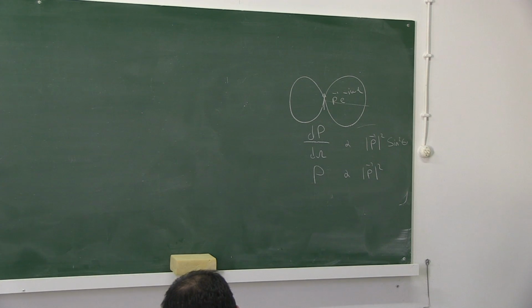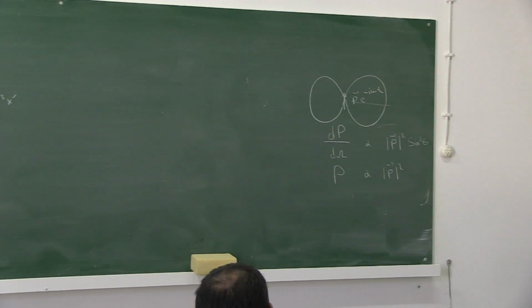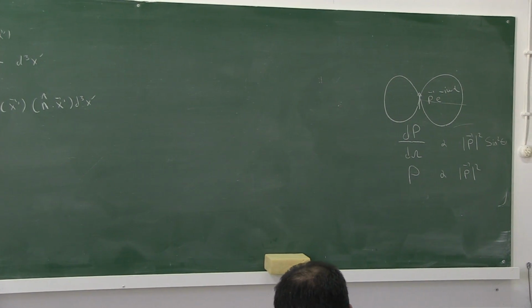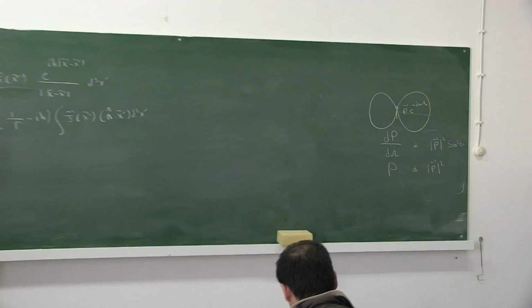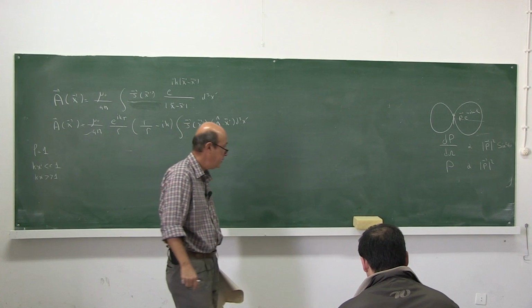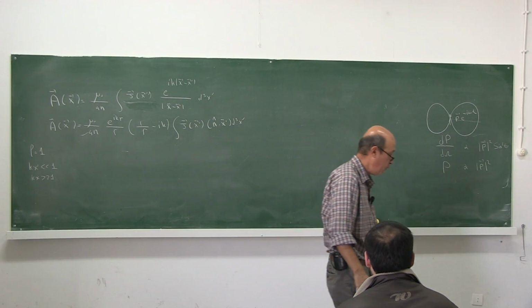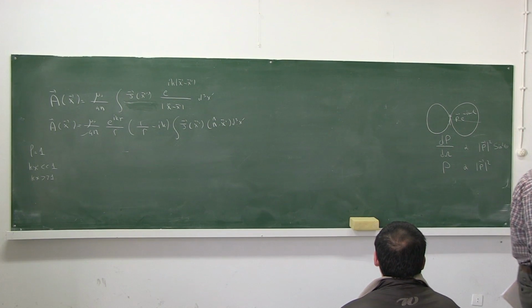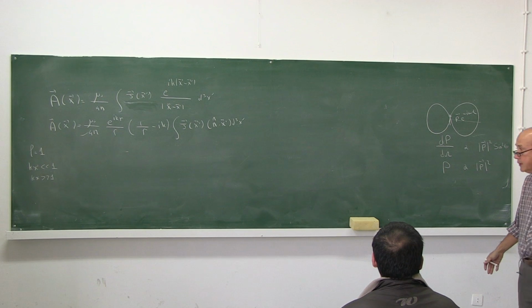So then we start to study the other kinds of radiation: magnetic dipole moment radiation and electric quadrupole moment radiation. We will study these things today.